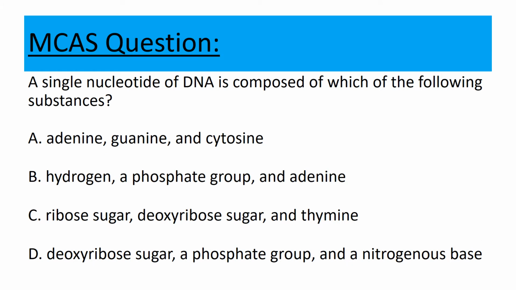Let's take a look at some MCAS questions. A single nucleotide of DNA is composed of which of the following substances? A. Adenine, guanine, and cytosine. B. Hydrogen, a phosphate group, and adenine. C. Ribose sugar, deoxyribose sugar, and thymine. Or D. Deoxyribose sugar, a phosphate group, and a nitrogenous base. And the answer is D. Deoxyribose sugar, a phosphate group, and a nitrogenous base.